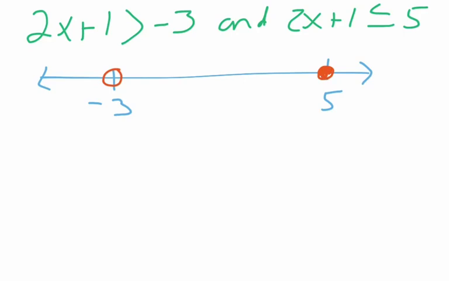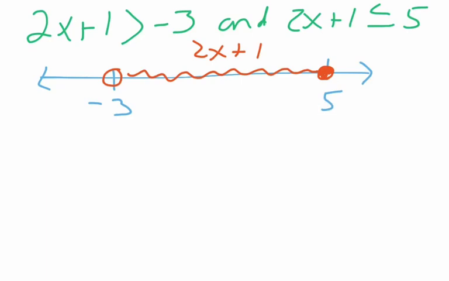Make sure you know why you either fill in the circle or don't. And the 2x plus 1 is sandwiched in between those two numbers. So you could think of it as 2x plus 1 is in between negative 3 and 5.